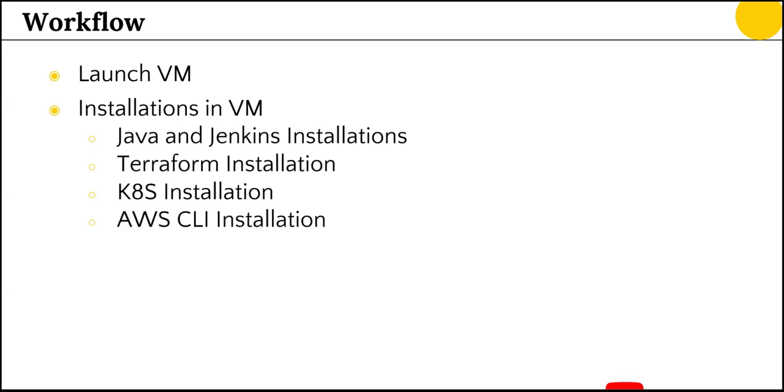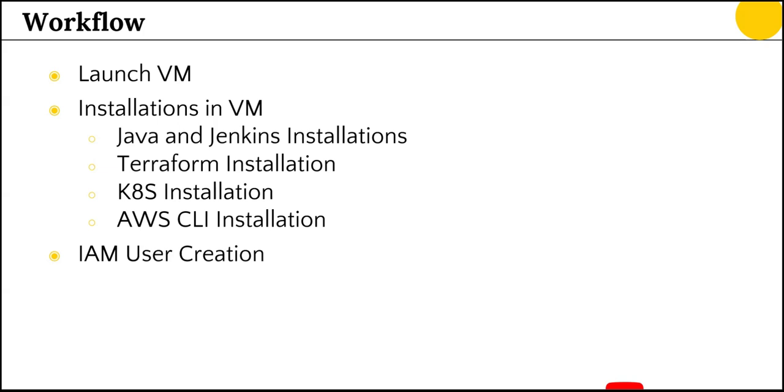Along with that, in order to create the EKS cluster, we need to have an IAM role. So for that, I am going to use the IAM service in order to create the IAM role. Along with that, we will be installing AWS CLI in order to work with the commands. So these are the things that I'm going to use on a large scale.